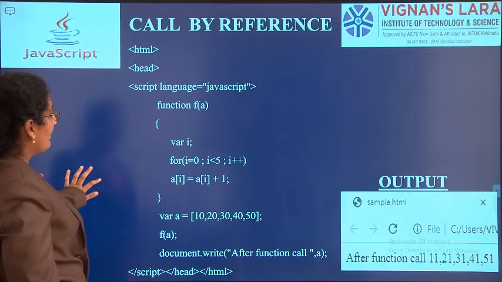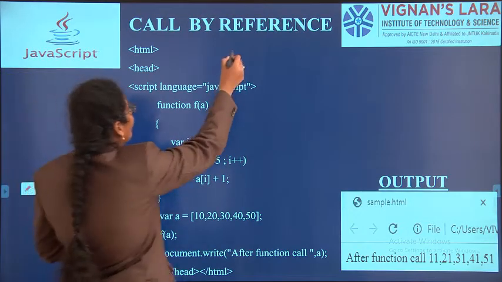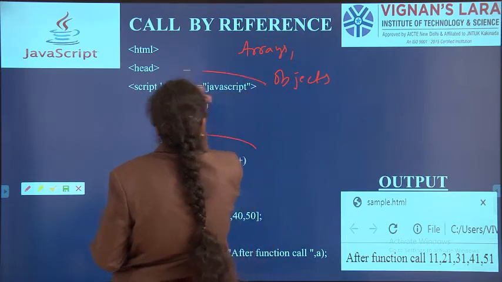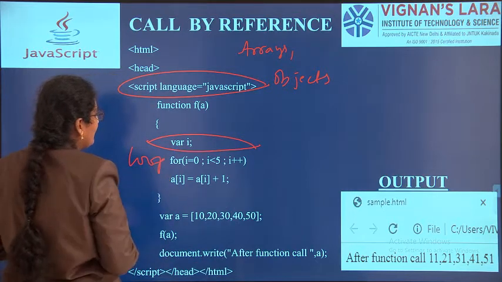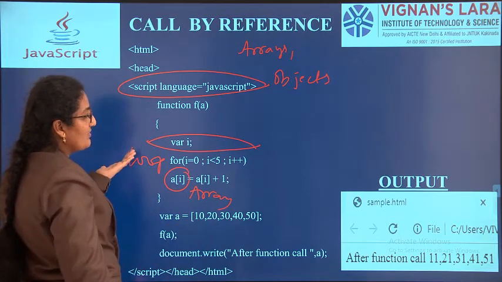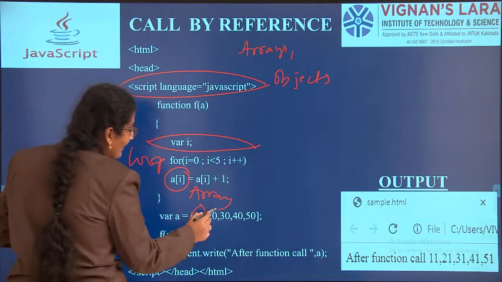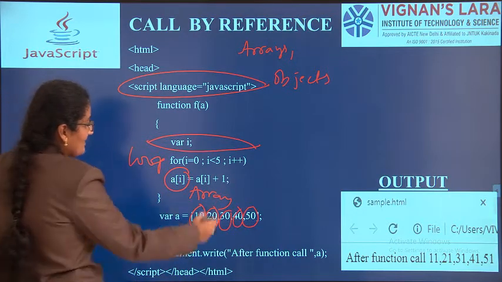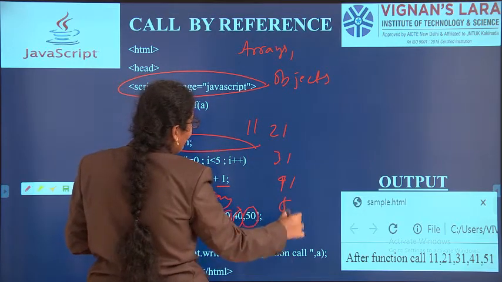So call by reference is for objects and arrays. For what purpose are we using call by reference? Call by reference is used for arrays and objects. Similarly, our language is JavaScript. Variable i we have taken, and we are using a for loop. Here a is an array. In the previous example a was a variable. What array elements do we have? 10, 20, 30, 40, 50. For all these array elements I am adding 1. So what should be the output? 11, 21, 31, 41, 51 should be the output.